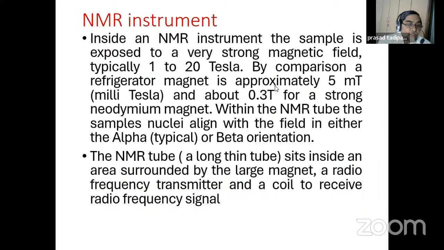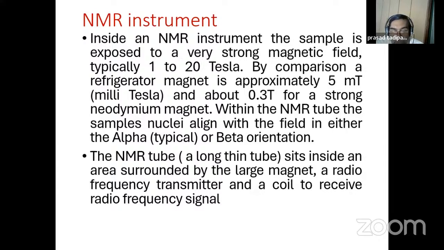Then we move to how you record this NMR spectrum using an NMR spectrometer. This is the instrument. What is the instrument and what does it contain? There are different NMR spectrometers, and the simple technique is the single coil method that we will describe here.